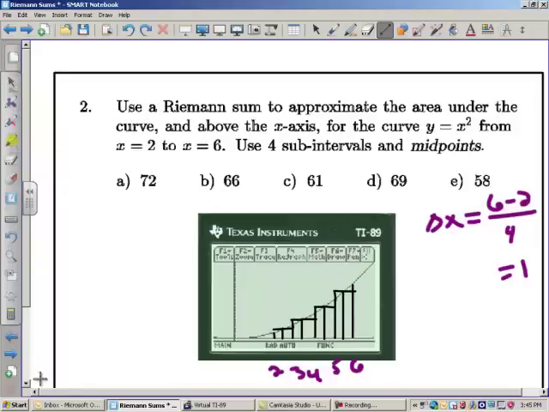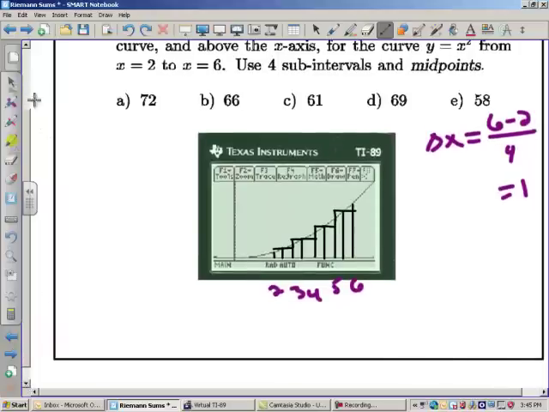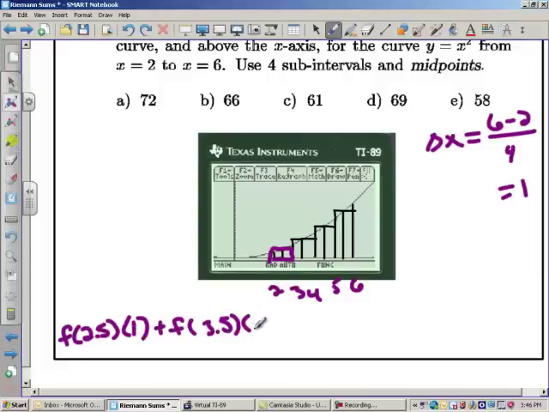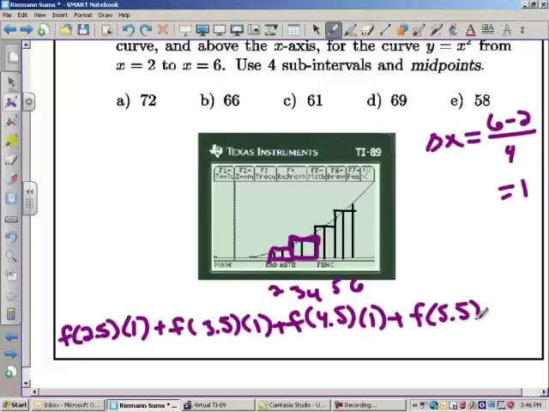So let's see here. I'm going to write out my function notation. I am going to use f of 2.5 times the width of the rectangles. I'm talking about this is my first rectangle. So f of 2.5 times 1 plus f of 3.5 times 1. There's your next rectangle. Notice that the height of the rectangle is f of 3.5. And then plus f of 4.5 times 1, and then plus f of 5.5 times 1.